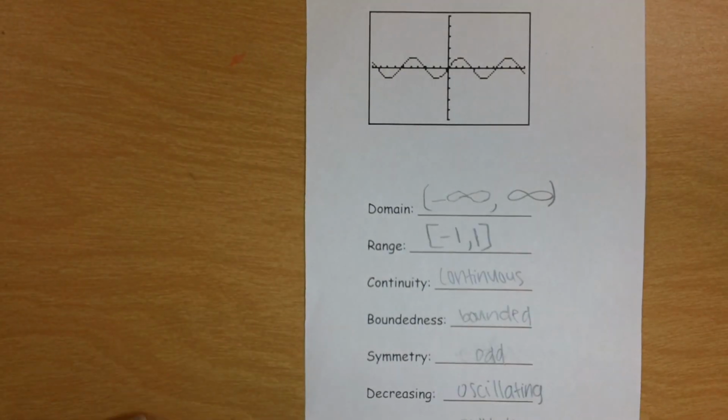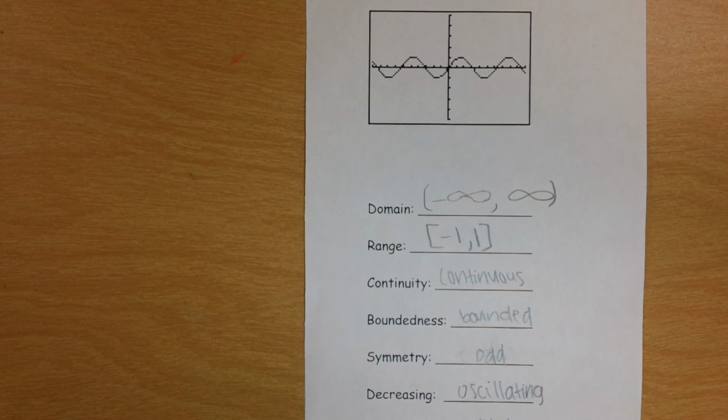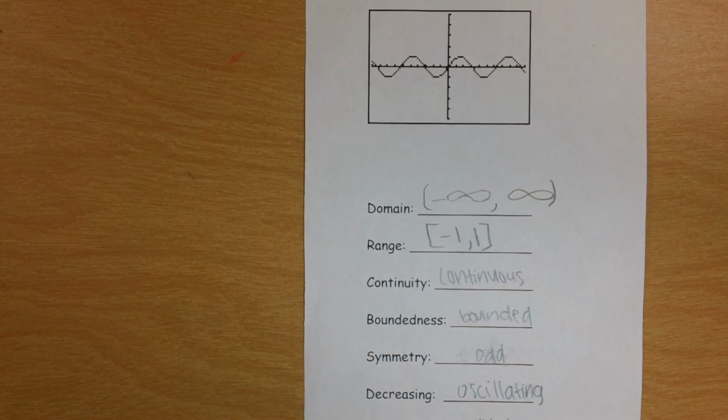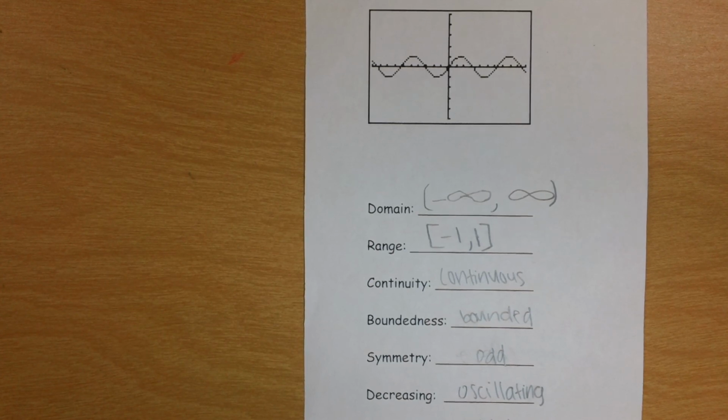This is a sine function. The domain of this function is negative infinity to infinity, or all real numbers. The range is -1 to 1. The continuity is continuous because you can draw the graph without even lifting your pencil. The boundedness is bounded. The symmetry is odd because it can't reflect evenly over the y-axis.